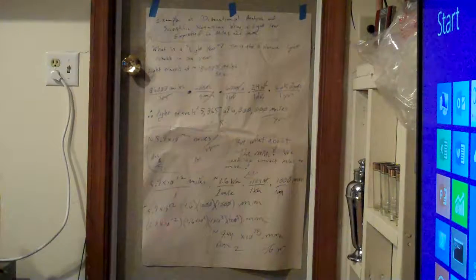And 5.9 times 1.6 is going to give you about 9.44. So that will give you 9.44 approximately, there's that tilde again, approximately 10 to the 18th millimeters in a light year. Or that's how far light will travel in a year. Or 5.9 times 10 to the 12th miles.